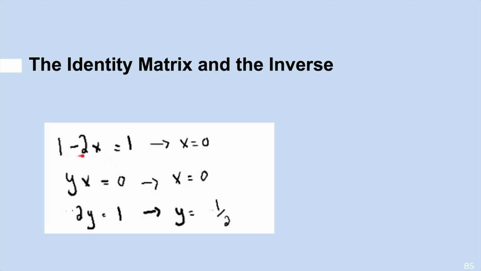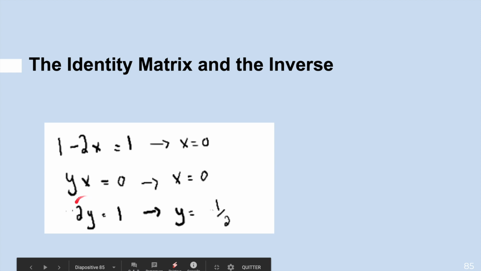So we have 1 minus 2x, and this is supposed to be 1. So if 1 minus 0, that equals 1, right? So we can say that x is equal to 0. Now y times x, if x is 0, then this equation works. Now 2y needs to equal 1. So what is y? Well, 1 divided by 2 is equal to y, so y is equal to 1/2.